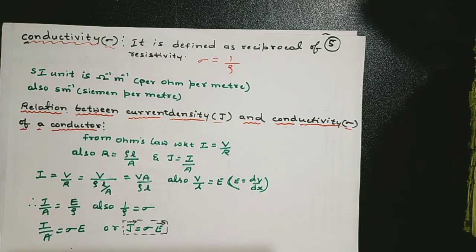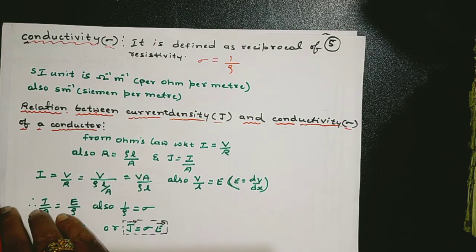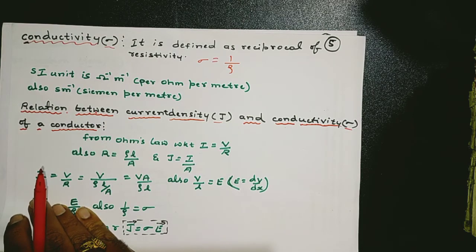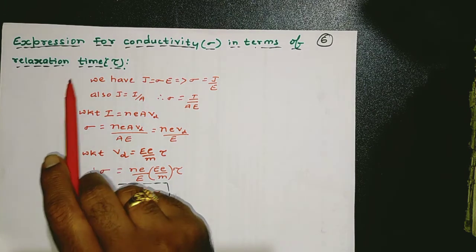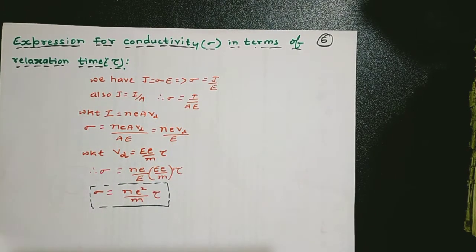This is the relation between current density and conductivity of a conductor. Many a times this is also termed as the vectorial representation of Ohm's law. Next to this, we will derive an expression for conductivity.